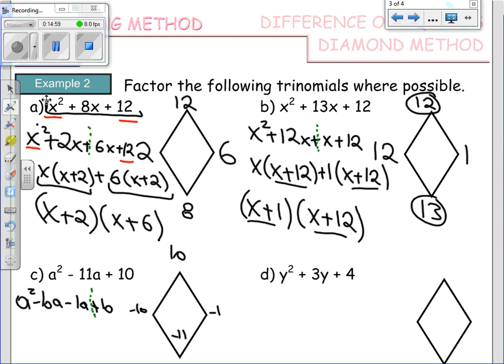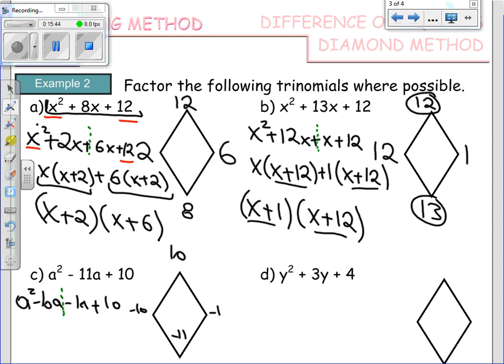Now the minus. What's going on? Yeah, it's super messy. It's a squared minus 10a minus a plus 10. It's way better, still brutal. What do you factor out of that first one? An a, and you're left with a minus 10.